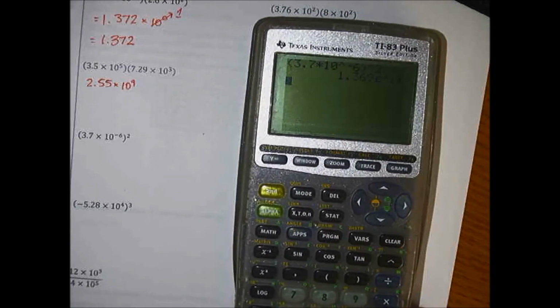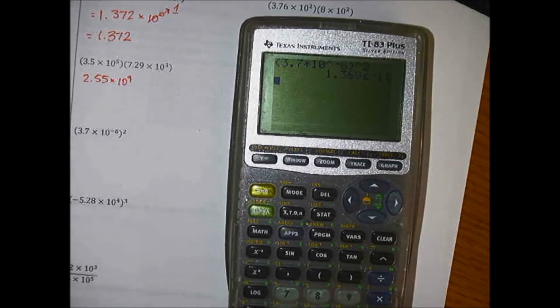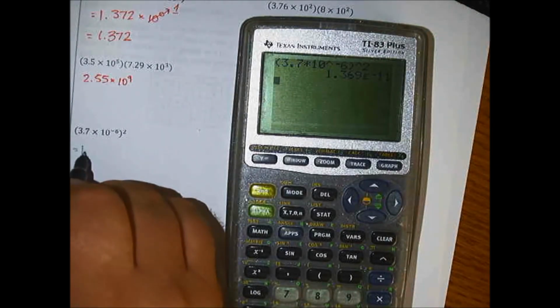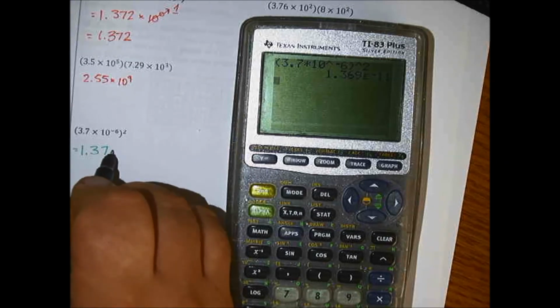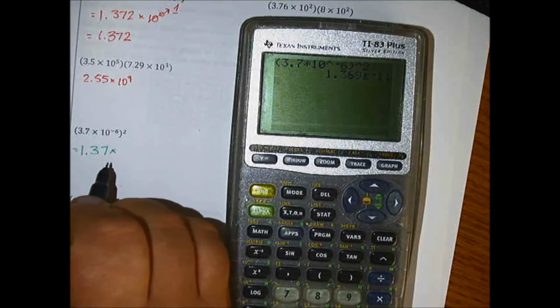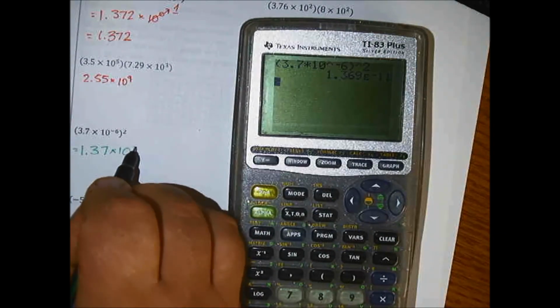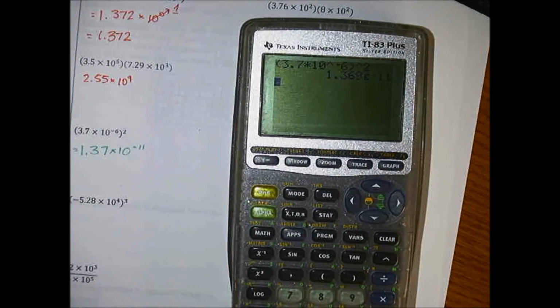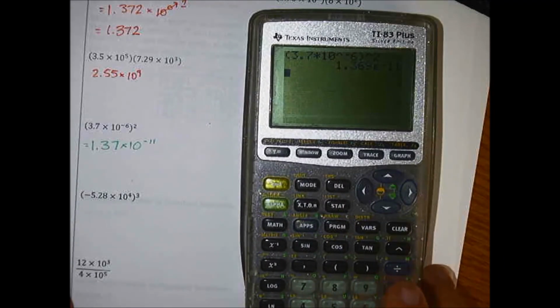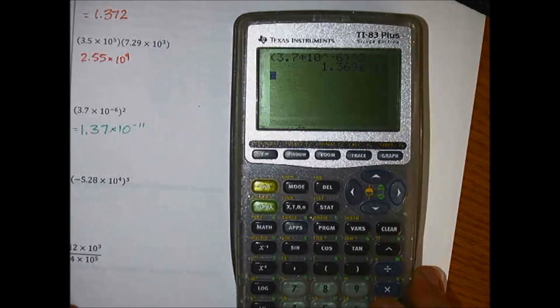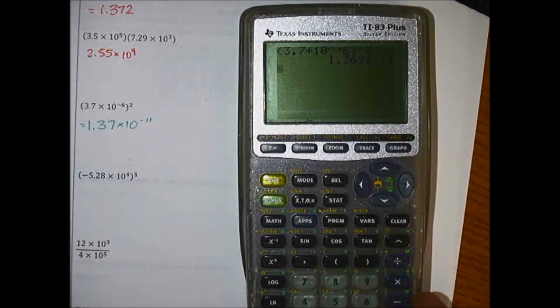And I get 1.369. And again, I'm going to round that. 1.37. And instead of the e, I want to write times 10 to the negative 11. All right. That's a very small number, very close to 0. But this shows us a way to write it without having so many digits.